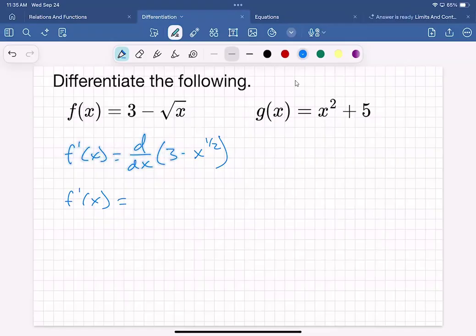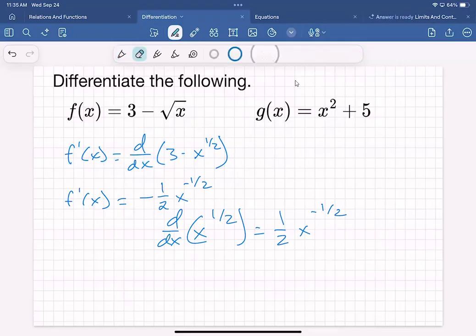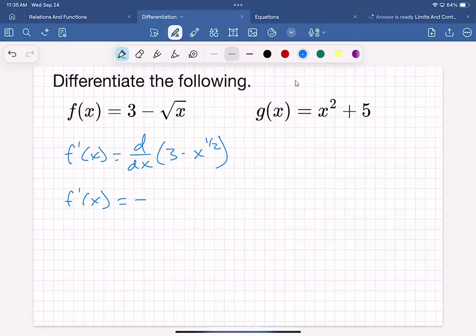What's the derivative of 3, y'all? 0, that's gone, right? So how do we handle x to the 1/2 when we're trying to differentiate it? Right? Now, keep in mind, the only difference here is it was subtraction, so it'd be a negative 1/2, x to the negative 1/2. Not because of the derivative, but because it was 3 minus the square root of x, right? So be careful there. Excuse me. We good with that?